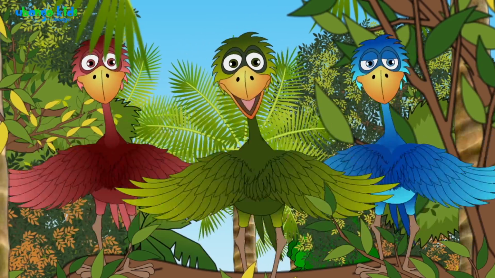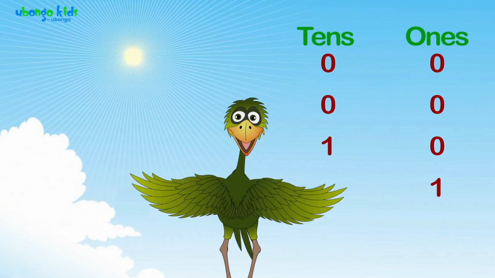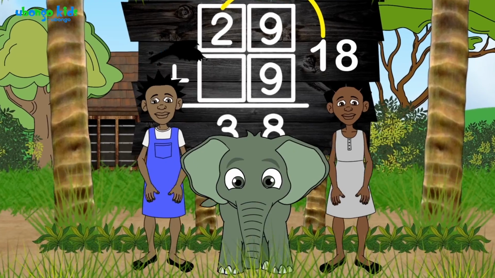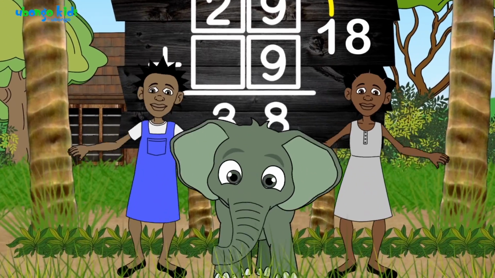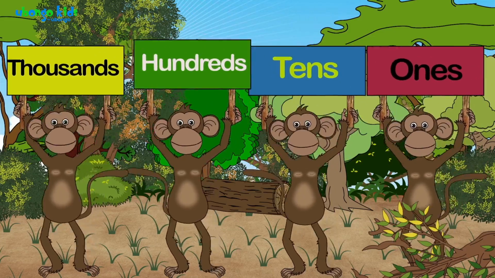Addition with carrying now. Follow the order of place values, ones and tens, hundreds and thousands.